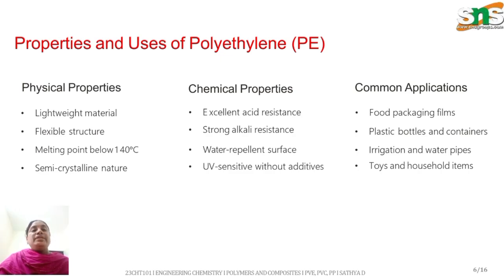Now the properties and uses of polyethylene. In physical properties, it is a very lightweight material with a flexible structure. The melting point is also very low, around 140 degrees Celsius, and it has a semi-crystalline nature. In chemical properties, it has excellent acid resistance, strong alkali resistance, a water repellent surface, and is UV sensitive without additives. Common applications are food packing films, plastic bottles and containers, irrigation and water pipes, toys and household items.